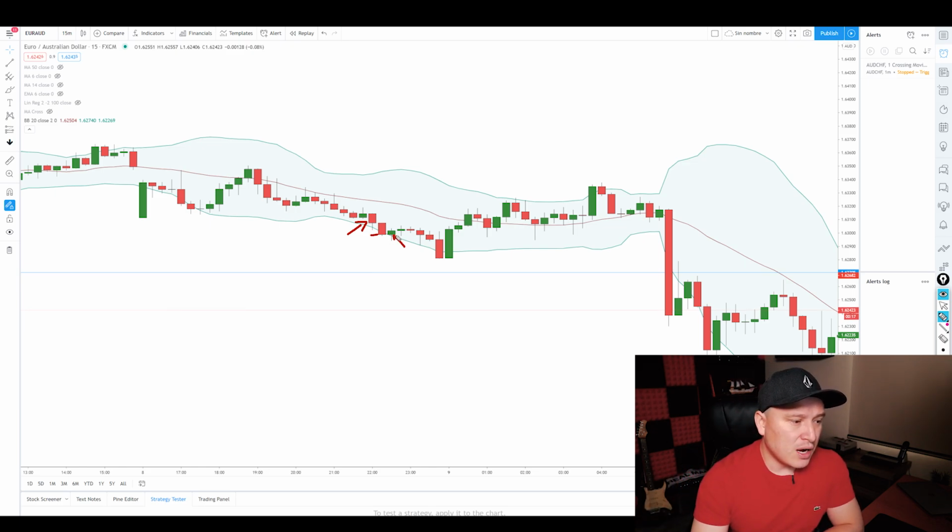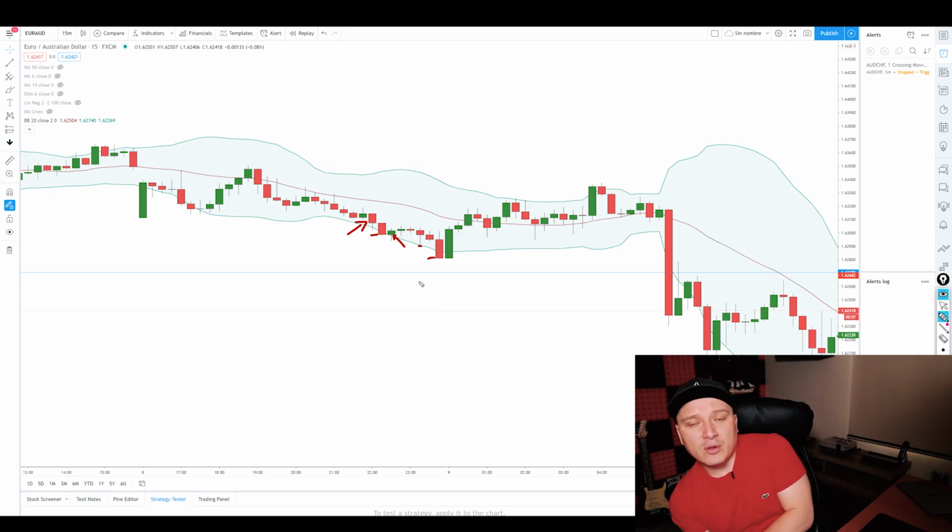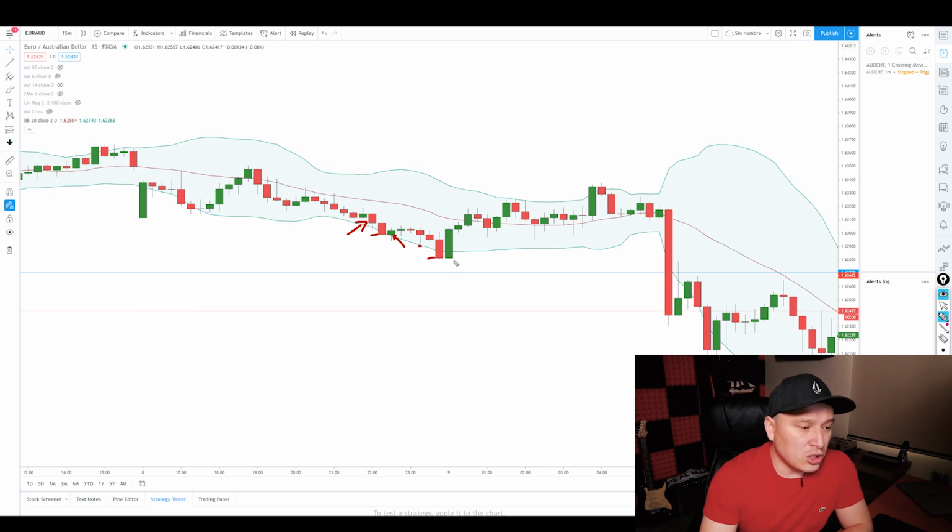Does that make sense? Right here, this one was in the money. This one touched, but it didn't cross. So it didn't close, so we don't enter that one. This one closed outside of the Bollinger Band, and then it started jumping on the next candle. This was in the money.